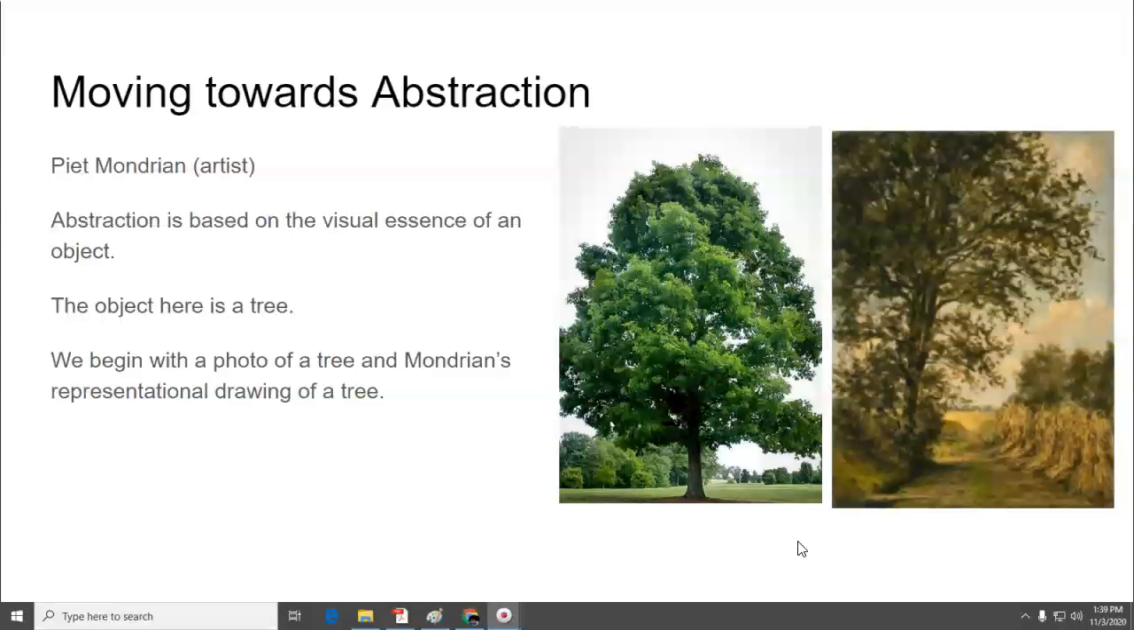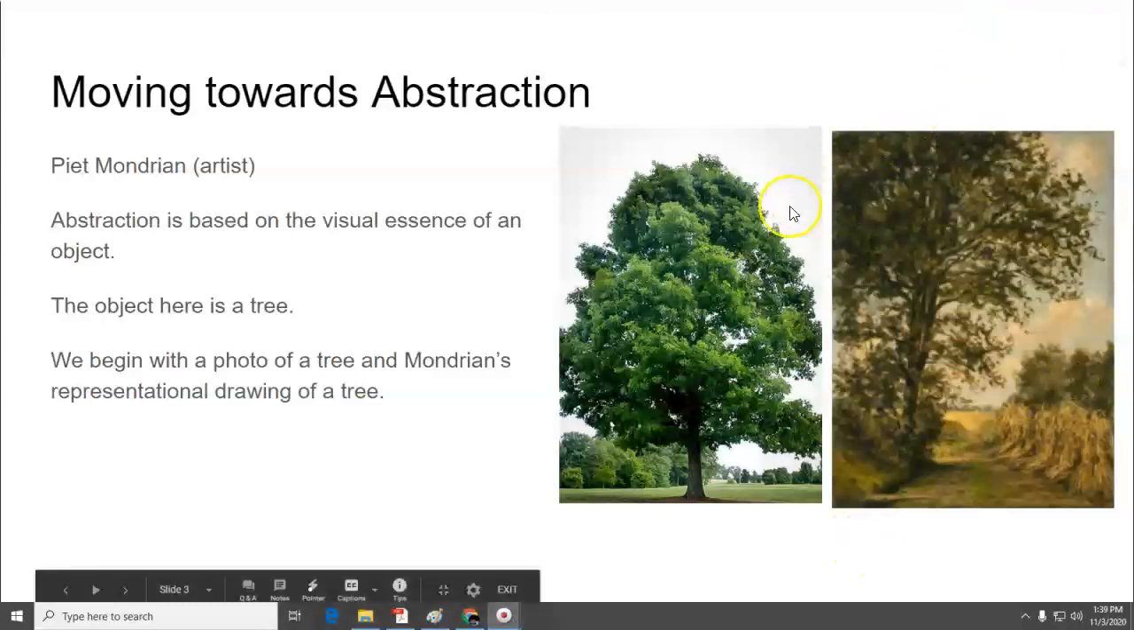He did not begin that way. And the theory that we're working with is abstraction is based on getting the visual essence of an object, the most important things. The object here that we're going to study is a tree and his paintings of trees. So here is a photograph of a tree. It's a white oak, I think.